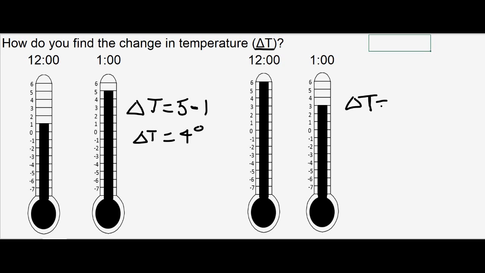I'm going to say the change in temperature is 3 minus 6. Just like before, I took the new temperature, subtracted the old temperature, and my temperature change is negative 3. Point of this is that there are really two ways we can represent negative in terms of temperatures. Negative can be temperatures that are below 0, or it can be a change in temperature where the atmosphere gets colder.